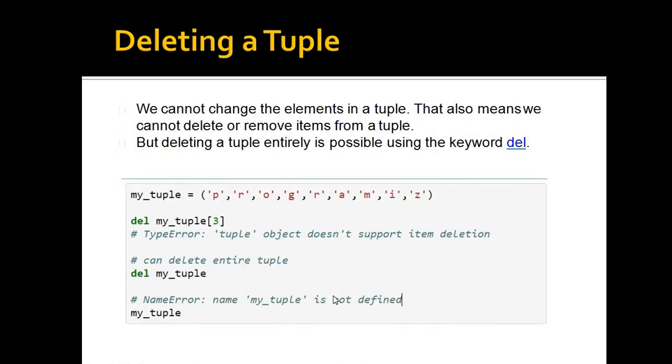Next, deleting a tuple. As I told, we cannot change the elements in a tuple. That means we cannot delete or remove items from a tuple. But deleting a tuple entirely is possible using the keyword del. Particular elements can't be changed, but the entire tuple can be deleted. So here's a tuple. When you want to delete some particular element, it will give you an error, but if you try to delete the whole tuple, then it will delete, and when you use it again, it will give you not defined, because all the elements of the tuple are deleted.